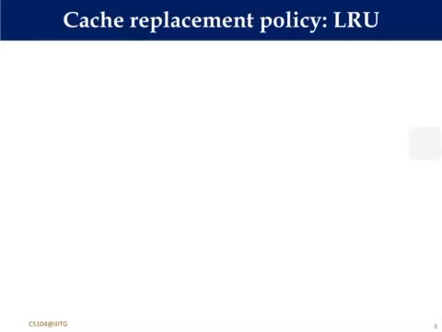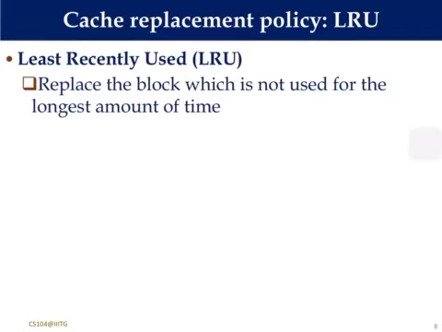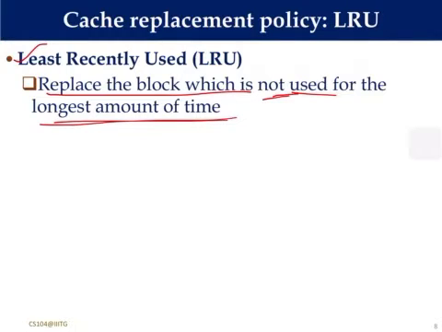Let us discuss the LRU policy. LRU says least recently used, right? So the policy says replace the block which is not used for the longest amount of time. Suppose you have many options; based on its previous statistics, whichever is not being used for the longest amount of time, you are supposed to replace that, right?